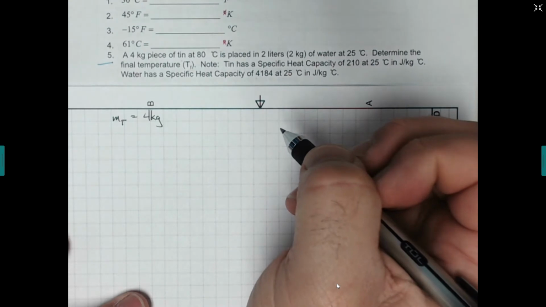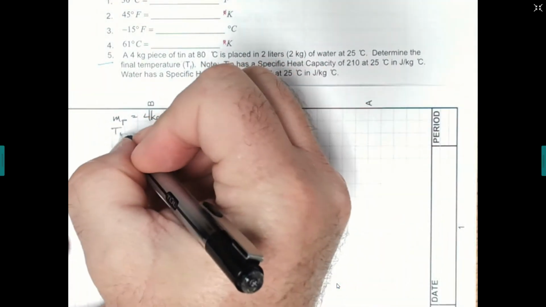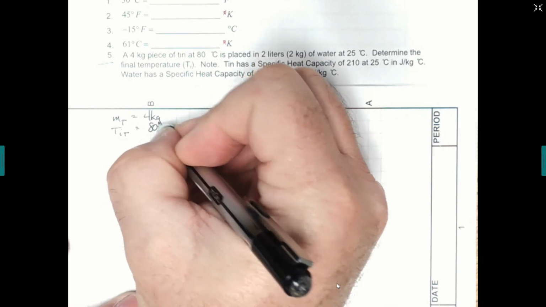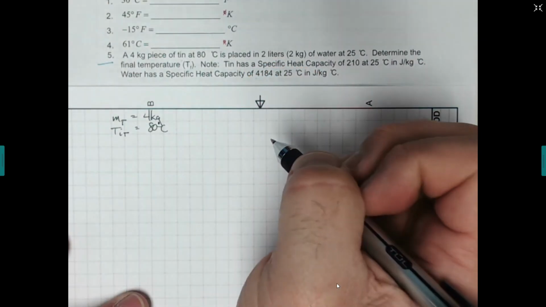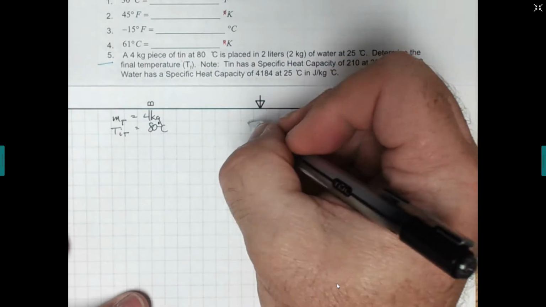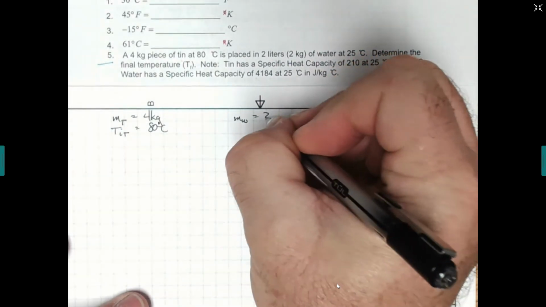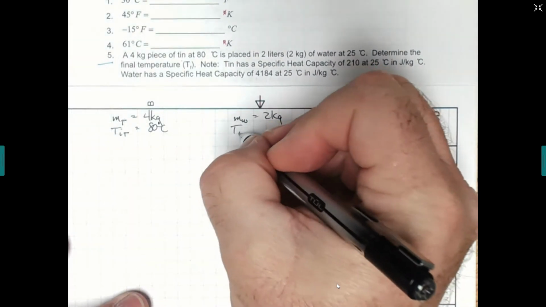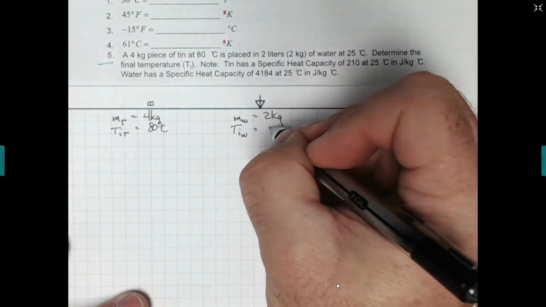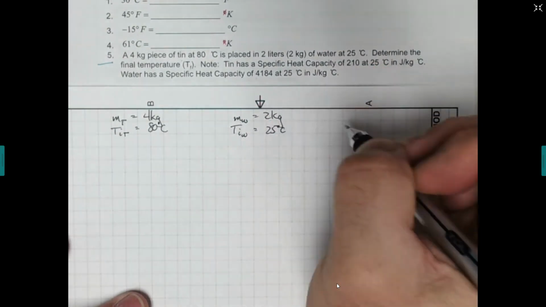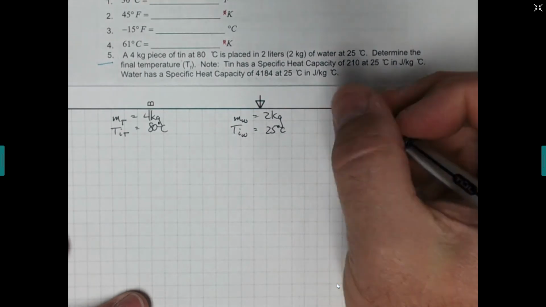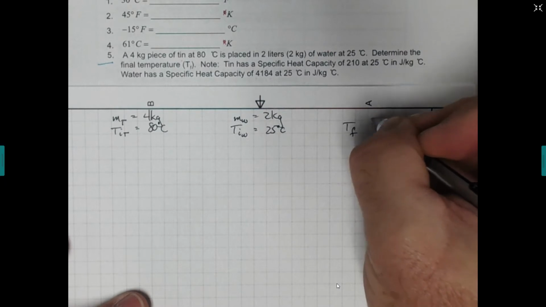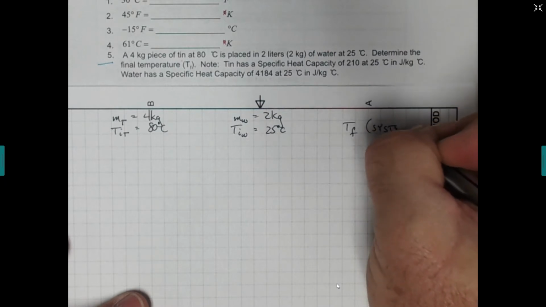And then at 80 degrees Celsius. So the initial temperature of the tin is equal to 80 degrees Celsius. It's placed in 2 liters of water, which is 2 kilograms. So this is the mass of the water, is 2 kilograms. And its initial temperature, the initial temperature of the water, is equal to 25 degrees Celsius. Determine the final temperature. So my unknown is the final temperature of the system, when we add the two things together.